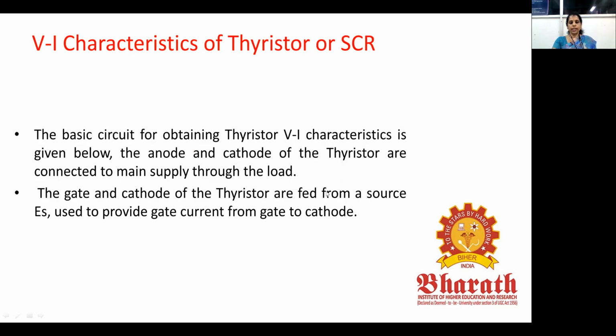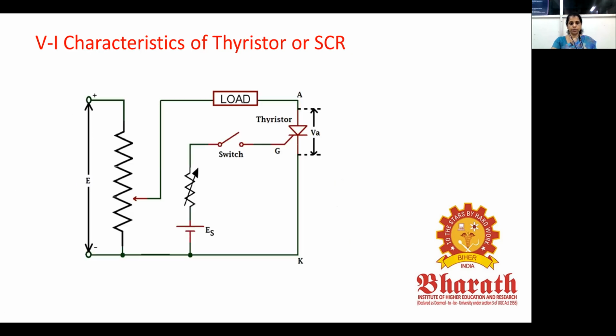So next, coming to the VI characteristics of the thyristor or an SCR. Similar to that of a diode, here also we are going to draw the characteristics under forward biased condition and reverse biased condition. So the basic circuit for obtaining the VI characteristics will be shown now. So this is the circuit diagram for obtaining the VI characteristics of a thyristor or SCR. You have a variable resistance here, and this is a switch which is connected to a variable resistance again, which is connected to a battery source, and here we have the thyristor and here we have the load.